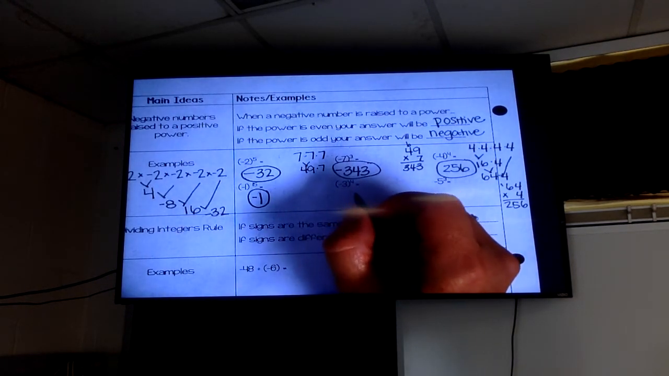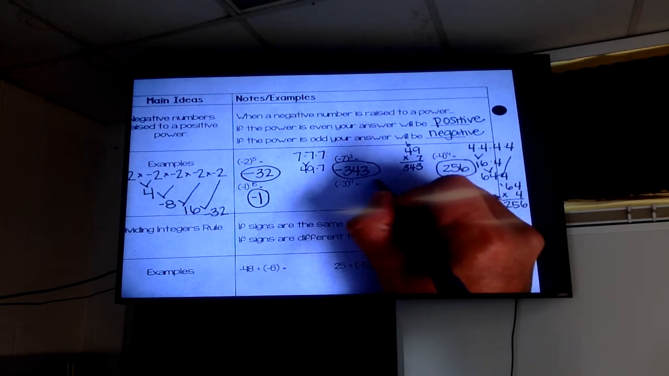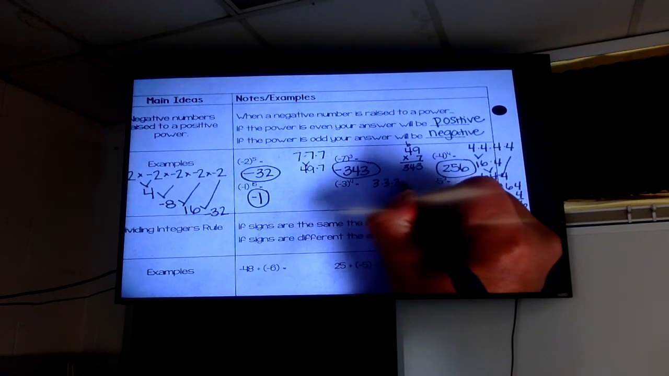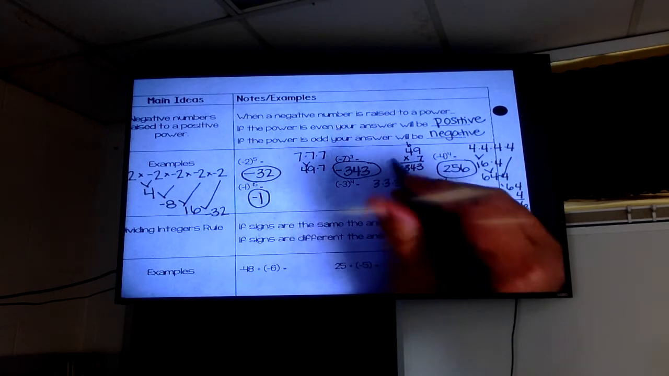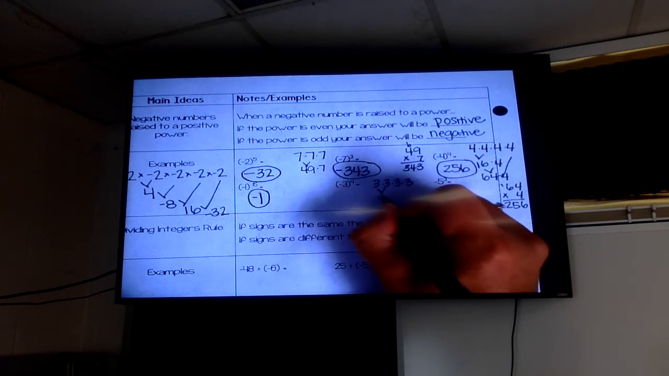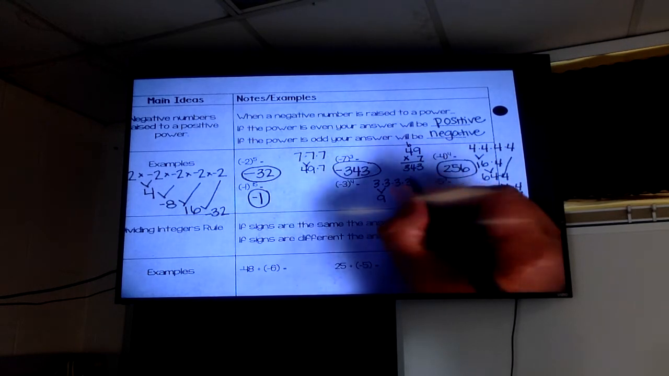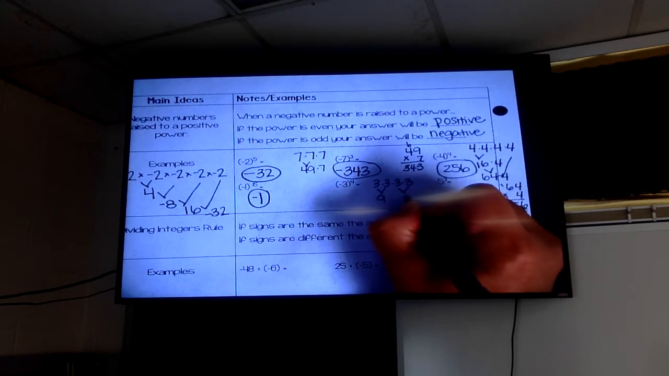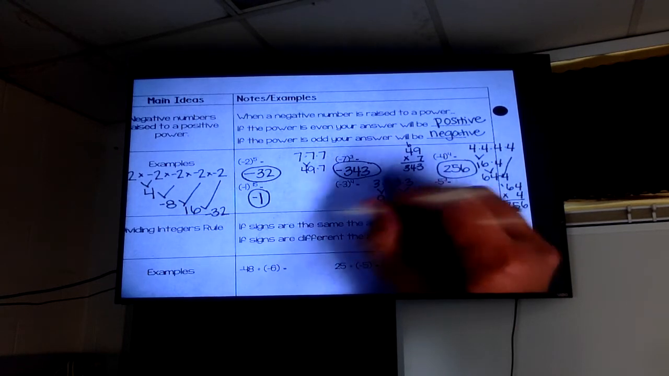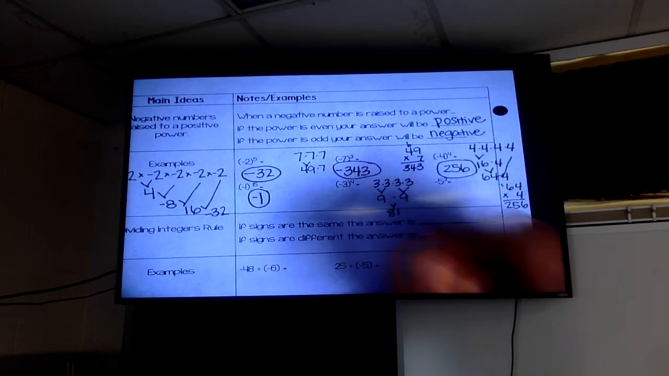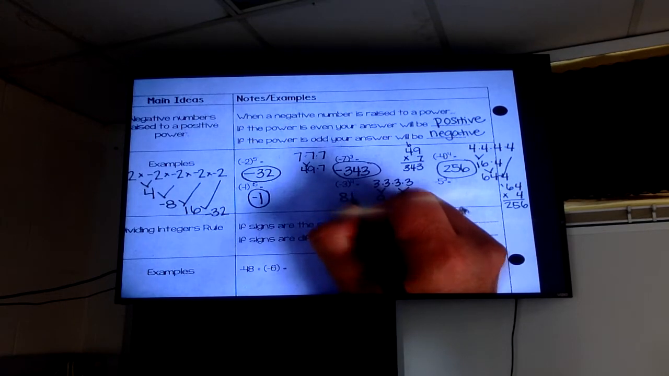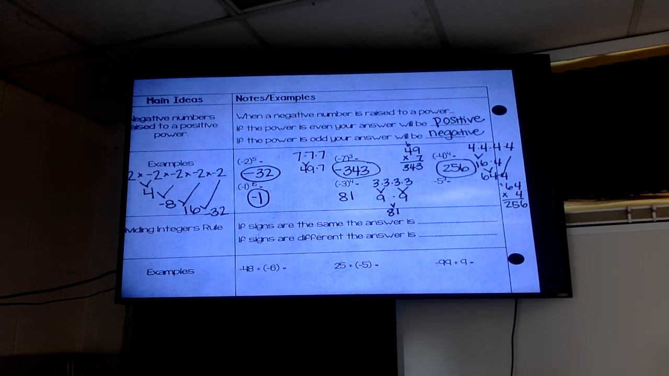Negative 3 to the fourth power. Okay, so that's really 3 times 3 times 3 times 3. That's what I'm going to focus on, and then I'll worry about the sign. So 3 times 3 is 9. Another way you could do it is like this. Look at this, 3 times 3, it's also 9. And then 9 times 9 is 81. That's another way you could solve exponents.